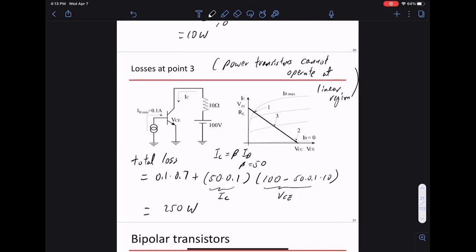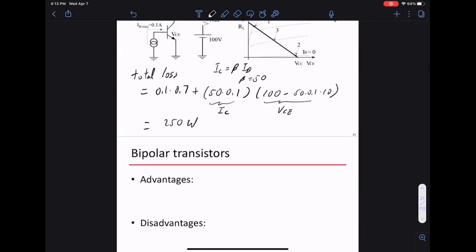You either want to saturate your transistor, pull as much current as you can, or you want to operate as an open switch, as an open circuit, to avoid having a very large loss in this case. A transistor operating at a linear region will result in a very large loss.